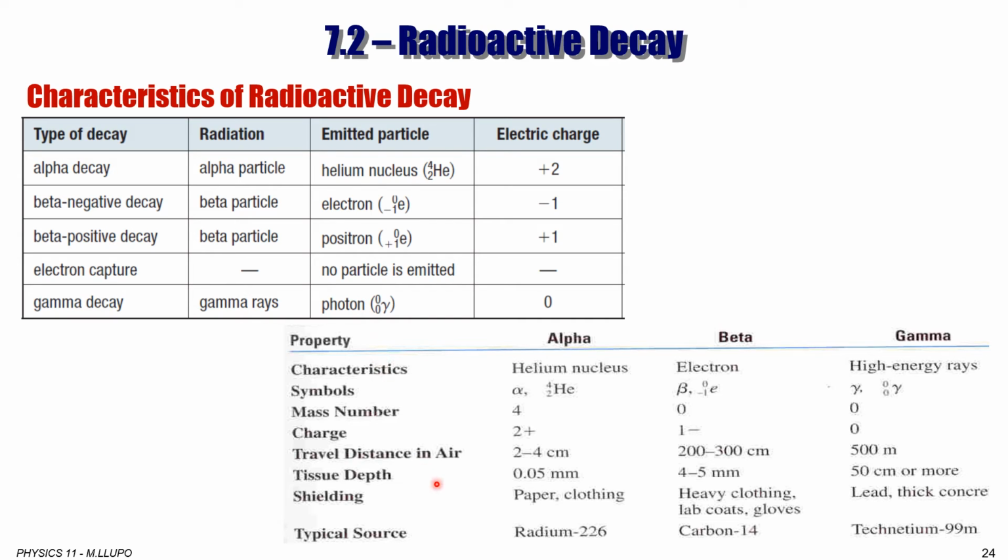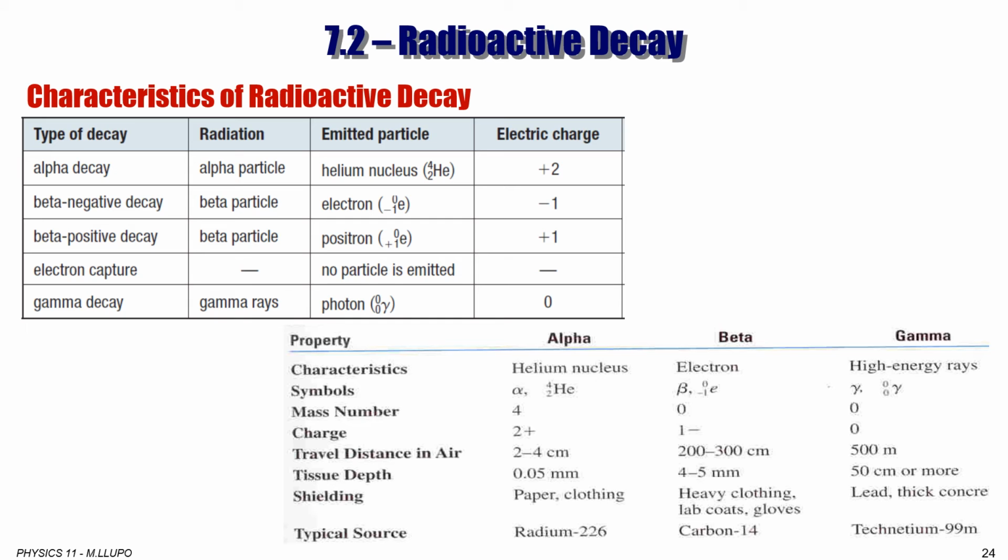Penetrating distance in air for alpha is 2 to 4 centimeters. For beta it is 200 to 300 centimeters, and for gamma it is 500 meters. In tissue, the depth is 0.05 millimeter for alpha. For beta it is 4 to 5 millimeters. For gamma it is up to 50 centimeters or more. So it can penetrate you through.